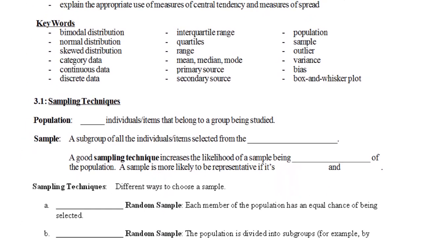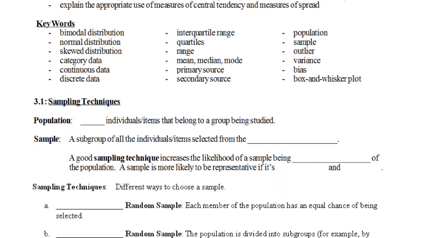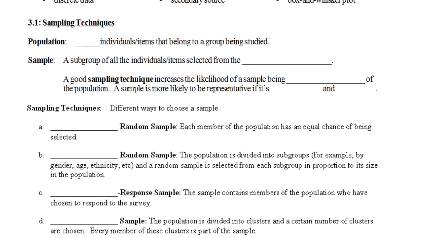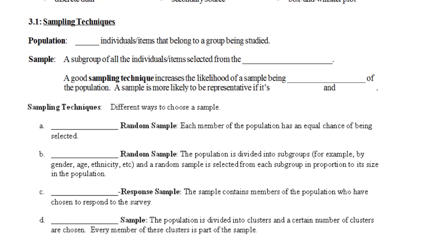Some of the key words you're going to learn are binomial distribution, interquartile range, quartiles and range. These are all important. Mean, median, and mode. That is one of the basic things that we're going to study. And we're also going to study a concept called bias, population, the concept of an outlier, things like that. So today's lesson starts with a thing called sampling techniques.